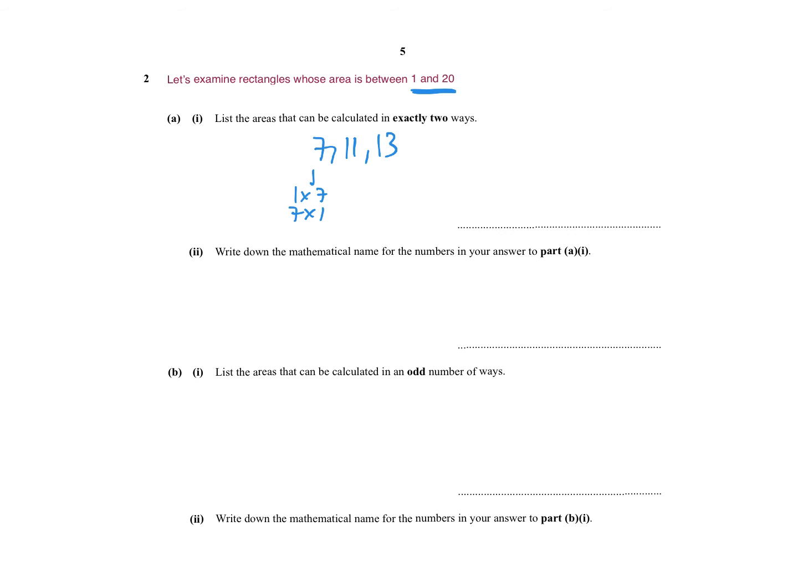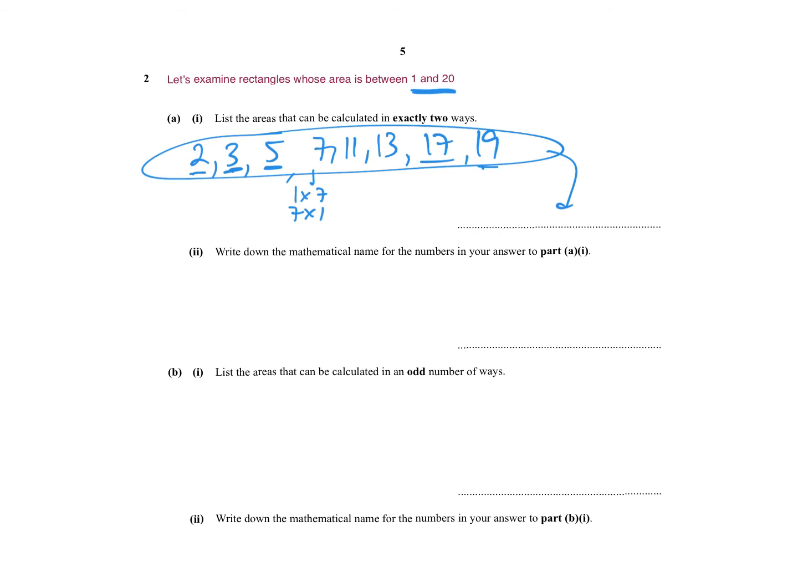Basically because other than 1 times that number, there was no other way of calculating the area for that rectangle. So we need to imagine other possibilities. 14 has a couple of different ways, 15, 16, 17 is another one, 19 is another one, if we're going all the way up to 20, and then going down, 2, 3, and 5 are ones that we didn't cover either. 2, 3, and 5. And so that would be the list right there.